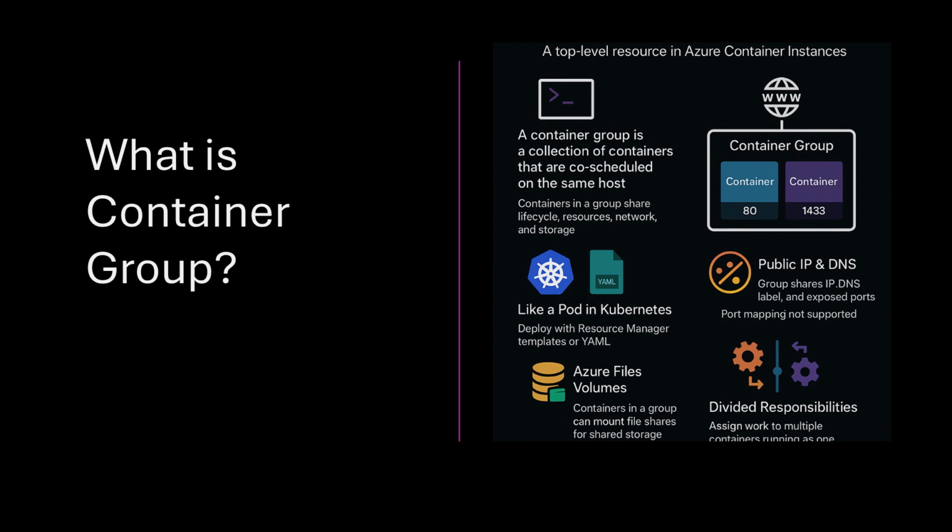Since the containers share a single network namespace, each container must listen on a unique port within the group. For example, one container can listen on port 80 for HTTP traffic, while another listens on port 1433 for SQL communication. And once you delete the container group, the associated IP address and DNS name are released, so they're no longer available.